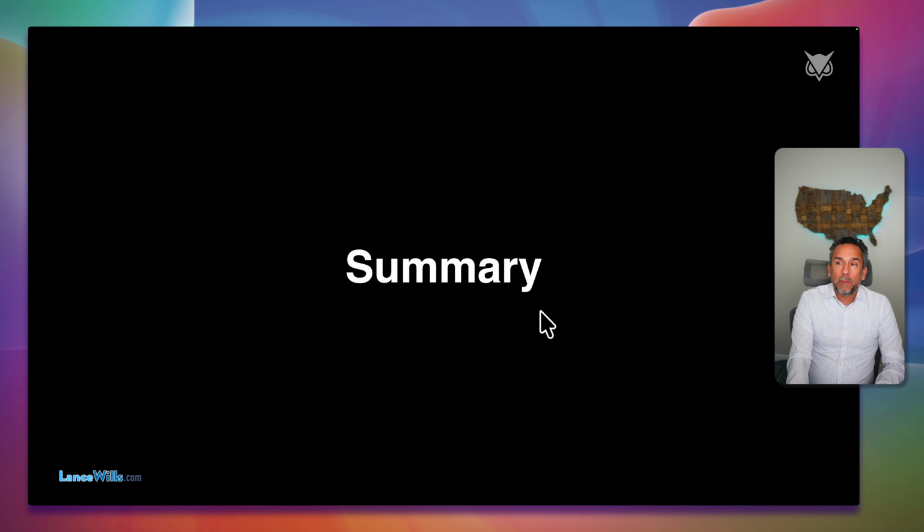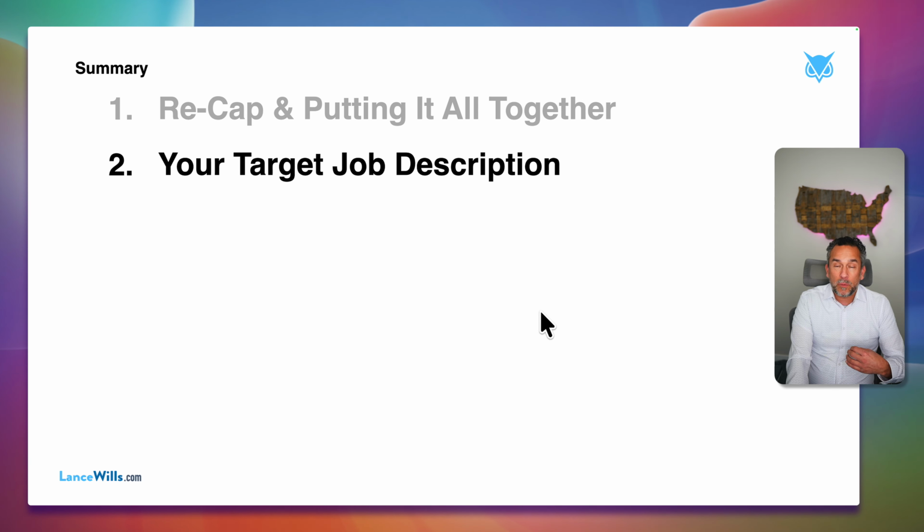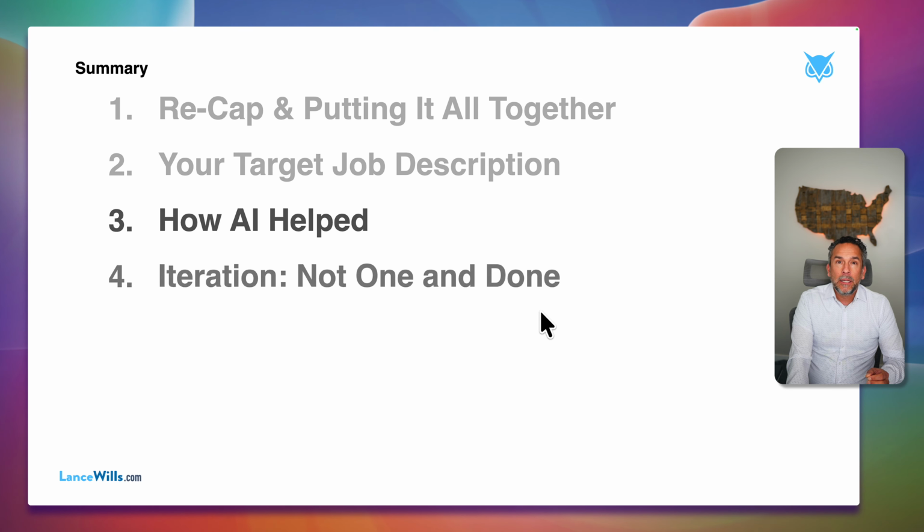So let's talk a little bit about what we covered today, and I'll share where you can sign up for that challenge as well. We did a recap of the entire course thus far and put it all together. We talked about how to find your target job description and how to align that with AI to create a resume that's tailored to that job description. It is an iterative process, not one and done. You should be continuously doing this. And we talked a little bit about that challenge and taking it to the next level.